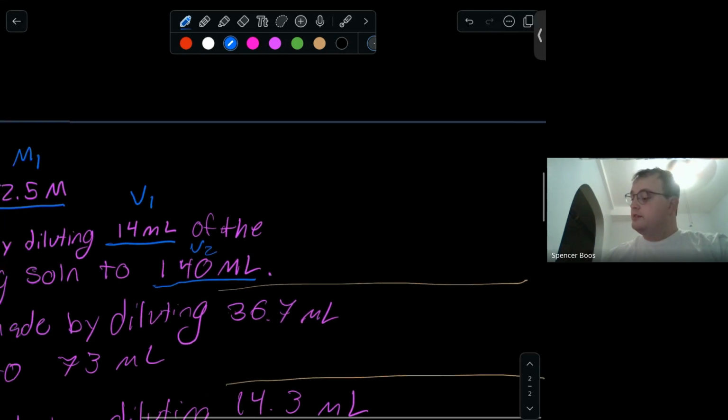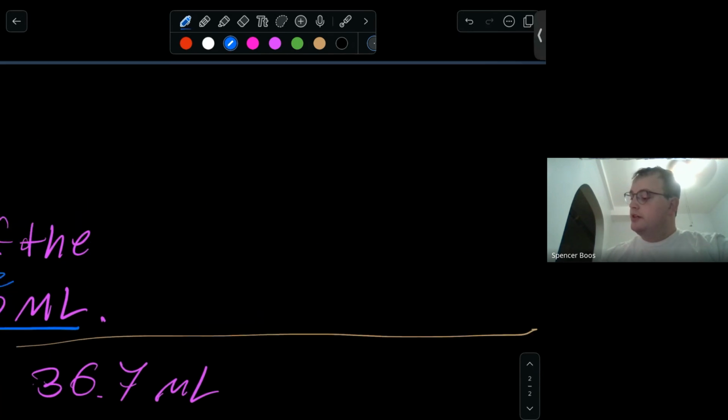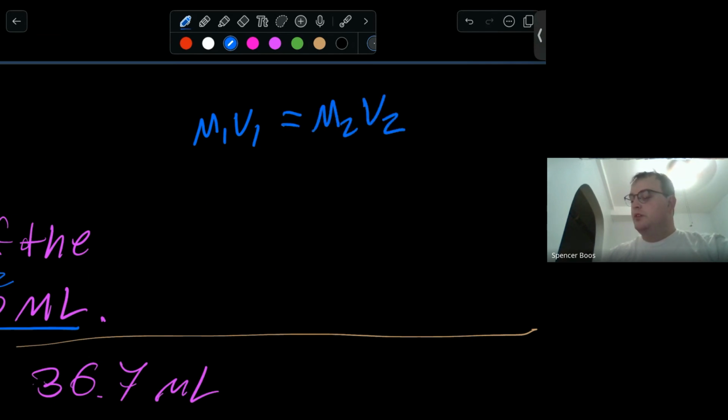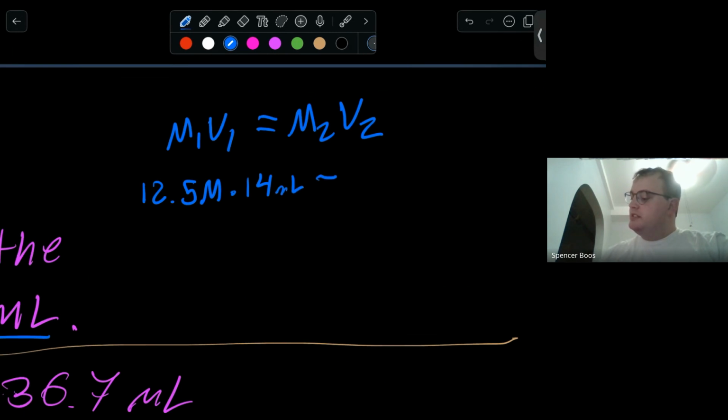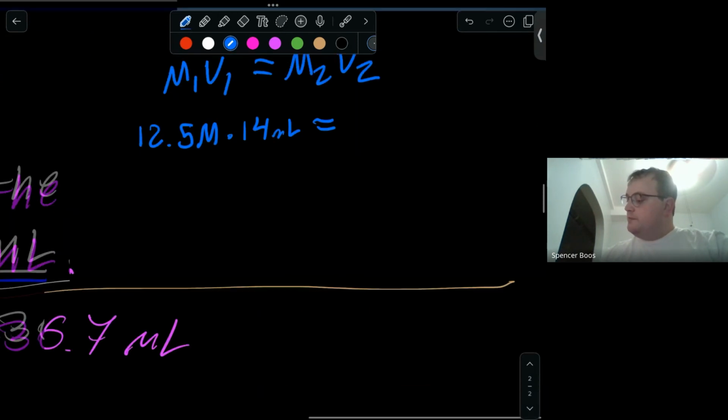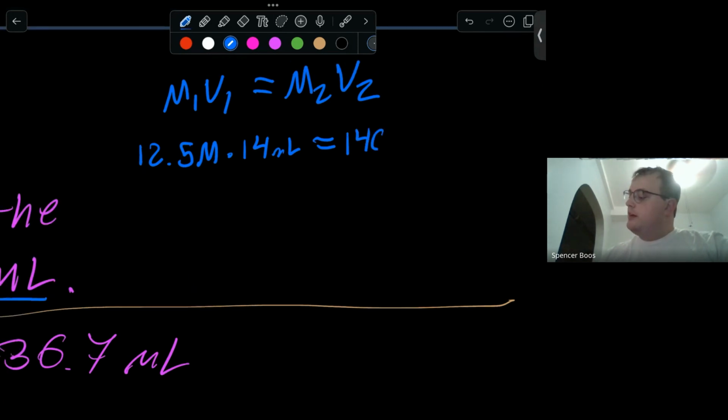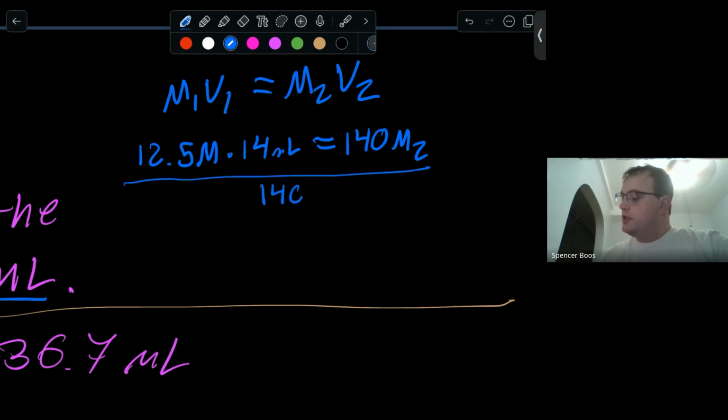With those in mind, we can now take this over here: M1V1 is equal to M2V2, where we've got 12.5 molar times 14 milliliters is equal to, oops, sorry, 140 M2. Now, of course, how do you isolate M2? You divide both sides by 140 milliliters.